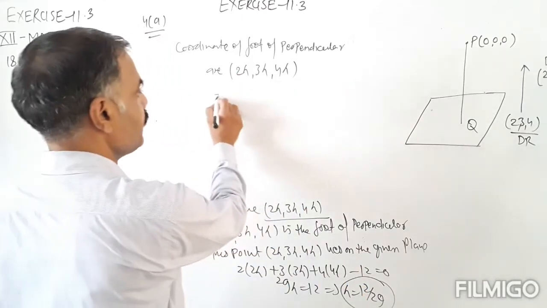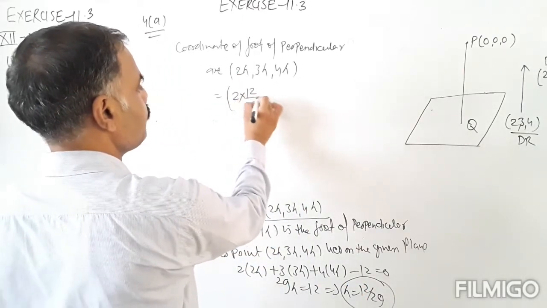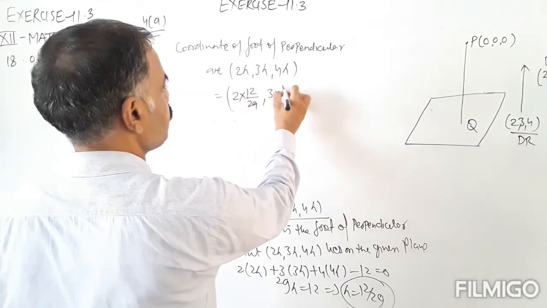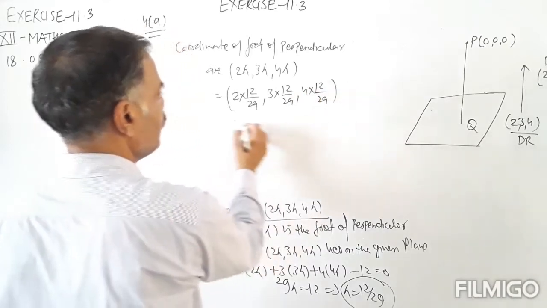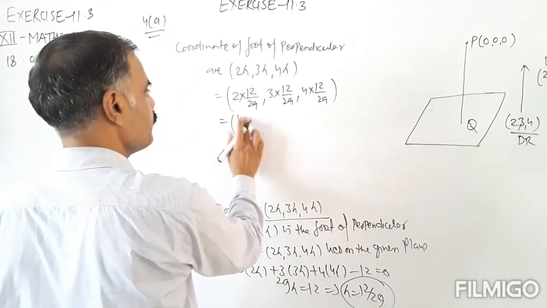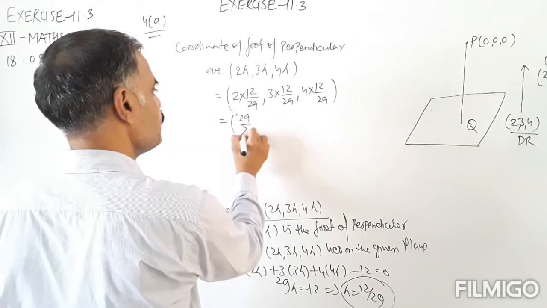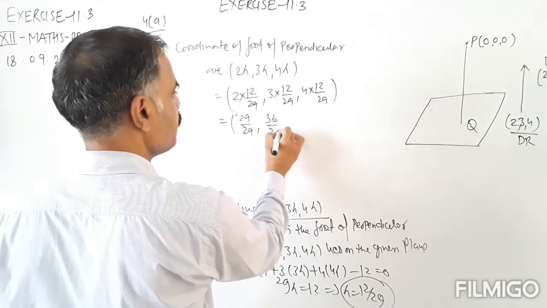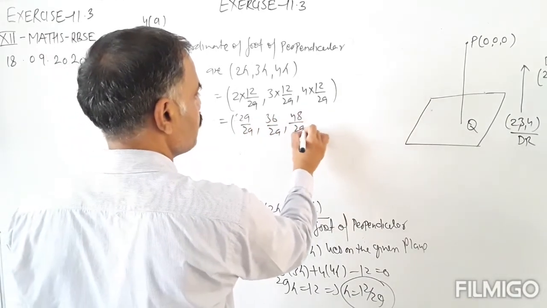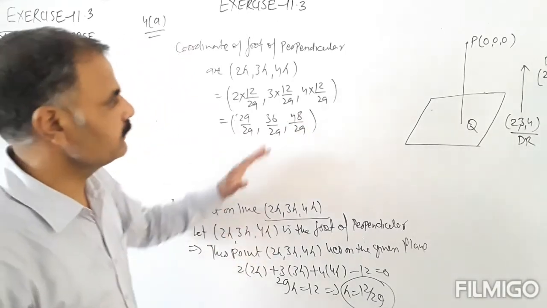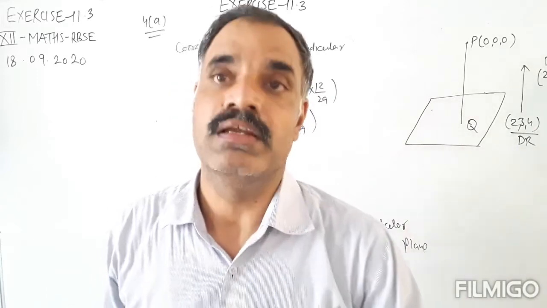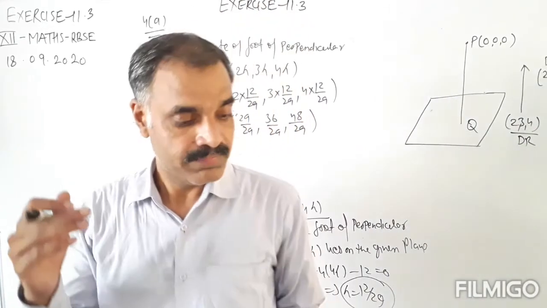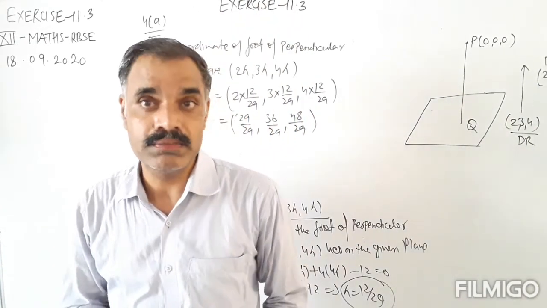So put the value of lambda here: 2 into 12 upon 29, 3 into 12 upon 29 and 4 into 12 upon 29, which equals 24 upon 29, 36 upon 29 and 48 upon 29. Okay, this is the foot of perpendicular to the given plane. This question is very important from the examination point of view.